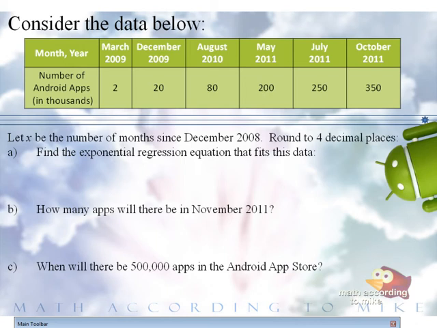All right, consider the data below. Month, comma, year, number of Android apps in thousands. If you have it already written down, great. If not, fine. But what I need everyone to do is understand X is the number of months since December 2008. So I need everyone to figure out what those X values are for those months. For instance, March 2009 is 3 months after December 2008, so March 2009 represents 3.